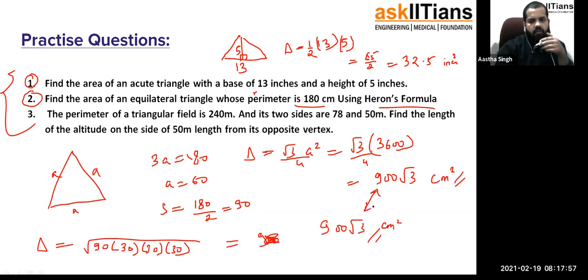By using the formula root 3 by 4 a squared or by using Heron's formula. I think the point is very clear to you all how to find the area of an equilateral triangle using Heron's formula, right?